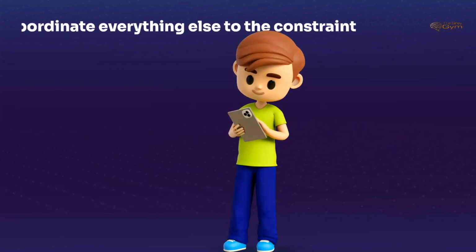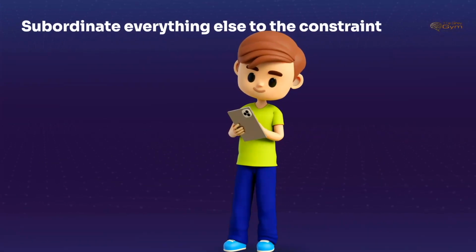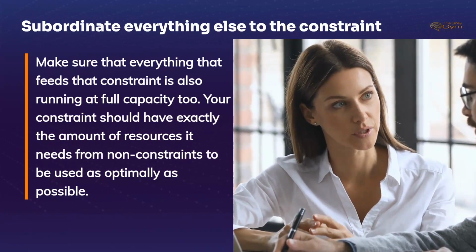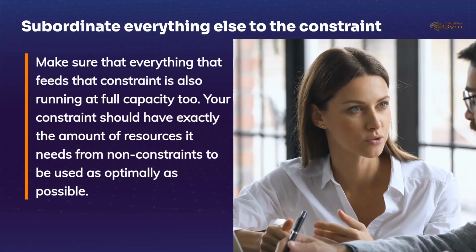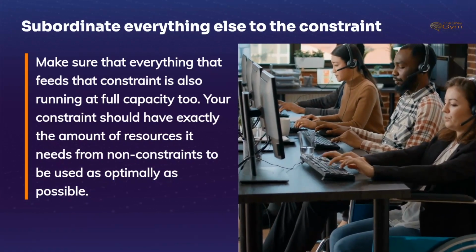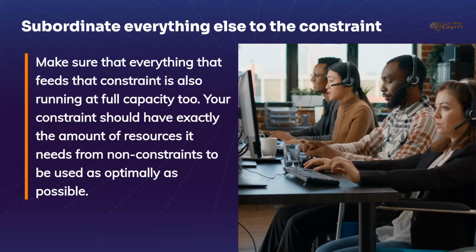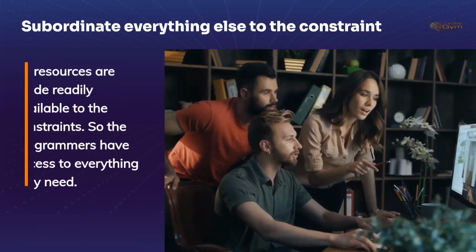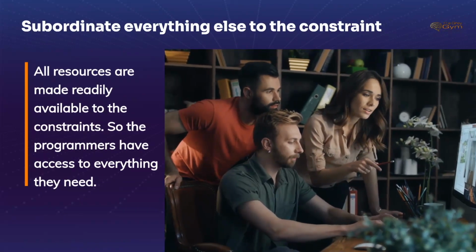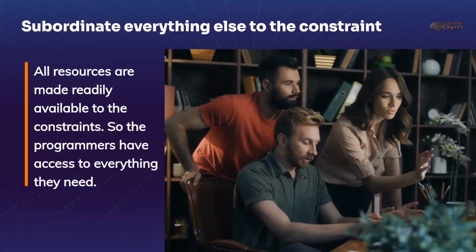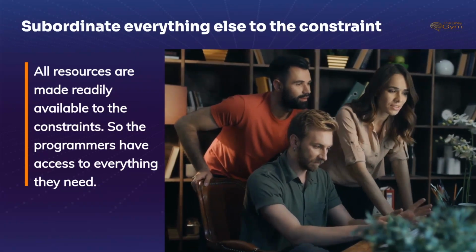Step 3. Subordinate everything else to the constraint. In this step, we need to understand everything about the constraint. You want to make sure that everything that feeds that constraint is also running at full capacity. Your constraint should have exactly the amount of resources it needs from non-constraints to be used as optimally as possible. Example, all resources are made readily available to the constraint or to support the constraint. So, the programmers have access to everything they need.